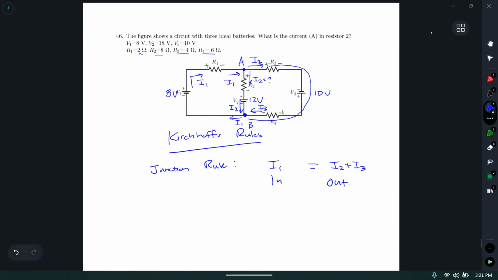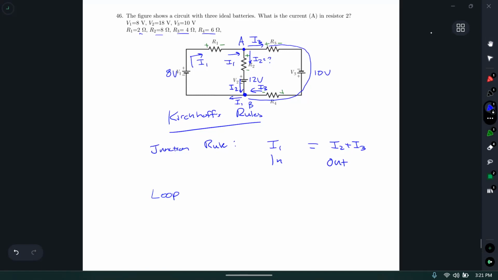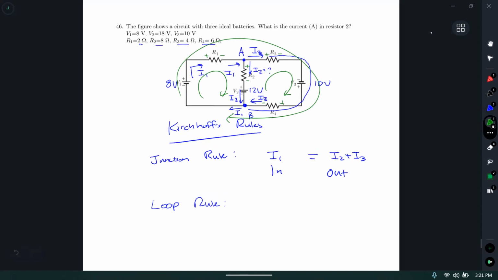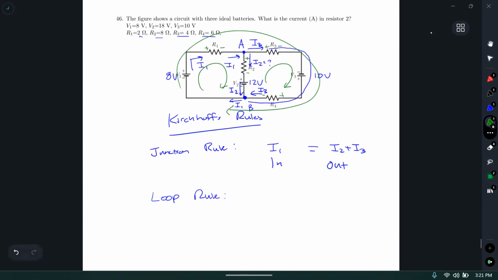Okay, now loop rule. I look at my loops, I see in my circuit, I see this one, I see this one. There is the outermost one that I could do as well, but in that case, I would get the same equation as if I added my two inner loops. So I usually just do the ones that I easily see, which are these two inner loops.